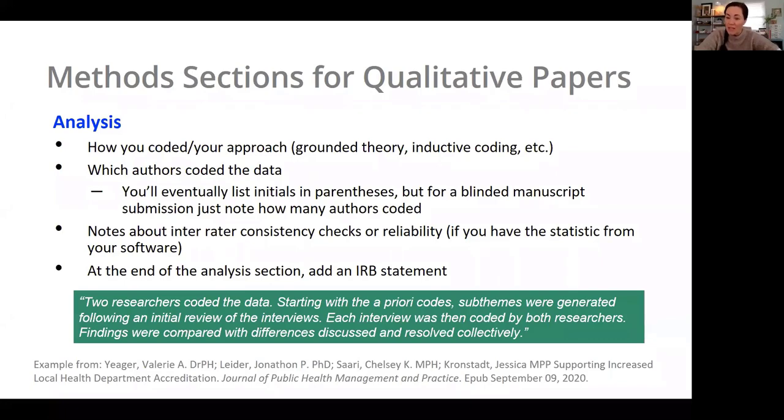If that's the case and you don't have an IRB number to go with it, you could simply say this study was reviewed by whichever IRB at our organization and was deemed exempt from human subjects research. And then you have a statement. If you've gotten IRB approval and it is, say, expedited, you could simply say the study was approved by the IRB at Indiana University. Next slide.